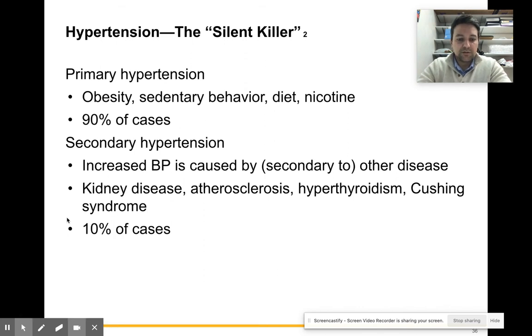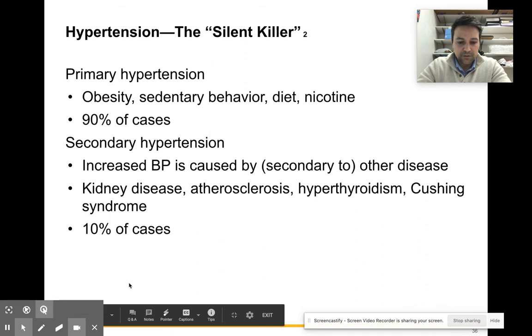Primary hypertension, which could be due to obesity, sedentary behavior, which means not moving around, not exercising, poor diet, nicotine use. Smoking is linked to heart disease. That's 90% of the cases of hypertension are due to those factors. That's primary hypertension. Secondary hypertension, increased blood pressure due to other diseases. Kidney disease, arteriosclerosis, hyperthyroidism, Cushing syndrome. But these are much more rare in the cause of hypertension.